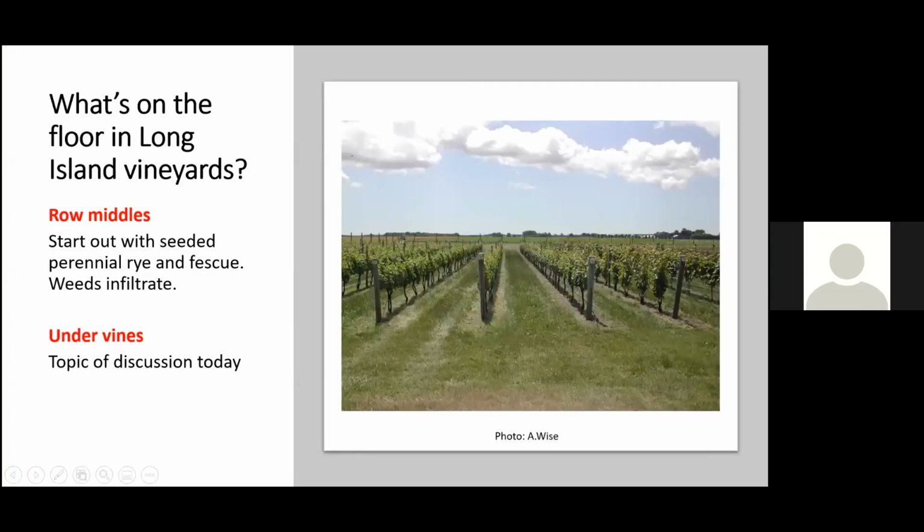So what are we doing on the floor on Long Island? Well, we're probably like a lot of other vineyards in the eastern US, and this is actually a shot of part of my vineyard. In the row middles, we start out with seeded perennial rye and fescue, maybe clover thrown in, and then it eventually progresses to having a lot of weeds infiltrate, but we do keep permanent cover in the row middle. I'm not going to talk about that today, but I'm going to talk about the area under the trellis.